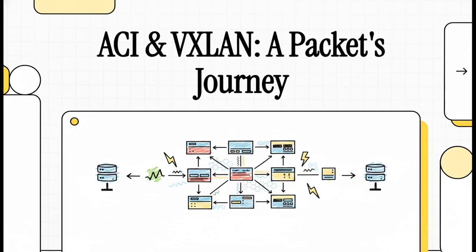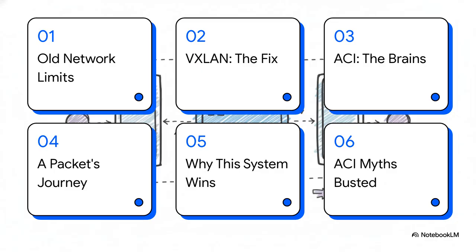And the best way to do that? We're going to follow the epic journey of a single data packet from the very beginning to the very end. So, here's our game plan. First up, we need to understand the world our little data packet was born into. And spoiler, it was a tough place. Then, we'll meet its guides, VXLAN and ACI. After that, we'll track its journey step by step, see why it's all worth it, and then, just for fun, we'll bust a few common myths you've probably heard.